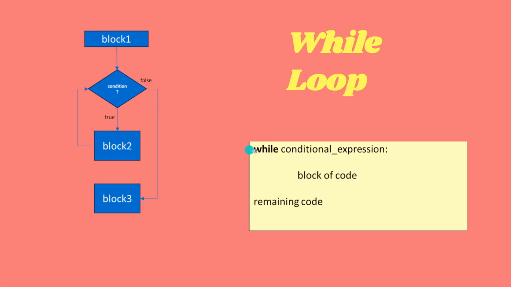The syntax of the while loop is that while we will be having a conditional expression. If this expression is true, this block of code will get executed until this condition gets false. Once this condition is false, it will start executing the remaining code. Let's understand how this while loop works with some simple examples.